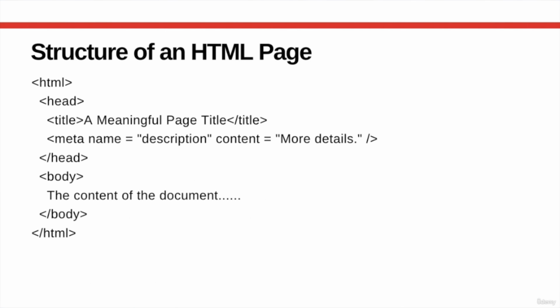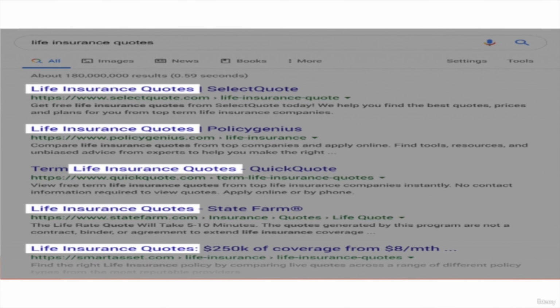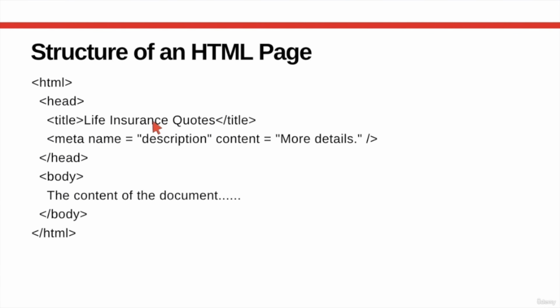For effective on-page SEO, it is essential to understand the structure of an HTML page. Here's a simple example of what a basic HTML page looks like. This is the title. Make sure you include specific and targeted keywords in the title tag of each page. For instance, if you have a page about life insurance, your title tag should reflect that.